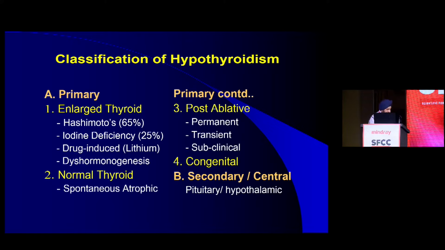So this is the classification of hypothyroidism. You can primarily classify them into primary and secondary. The primary can be due to enlarged thyroid, normal thyroid, post-ablative and congenital hypothyroidism, and the secondary or the central hypothyroidism is primarily due to the pituitary hypothalamic issues.